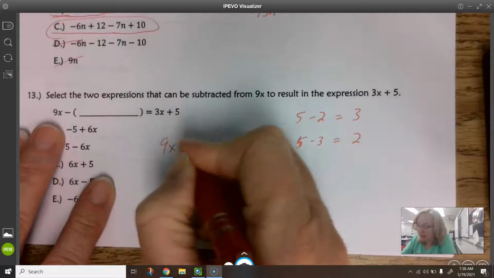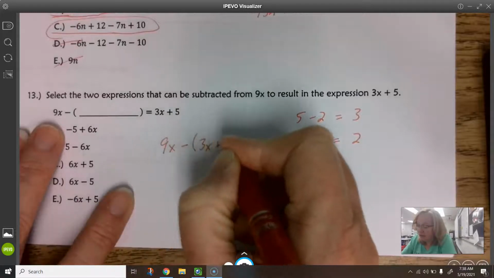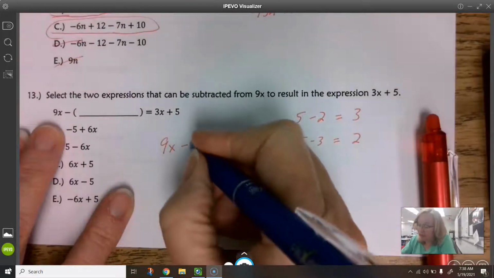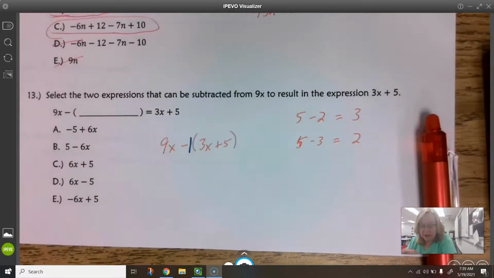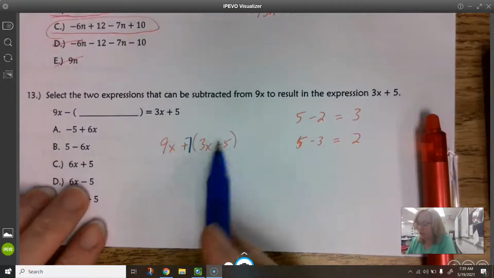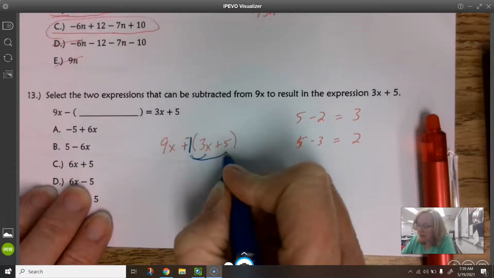So I take 9x minus 3x plus 5. Now be very careful here. What I like to do is distribute. So I'm going to put a 1 in there. Now I'm going to cross the line and change the sign, because I have to remember I'm going to subtract both of them. If I do it this way, I don't have to.